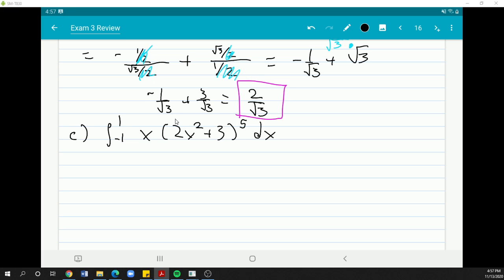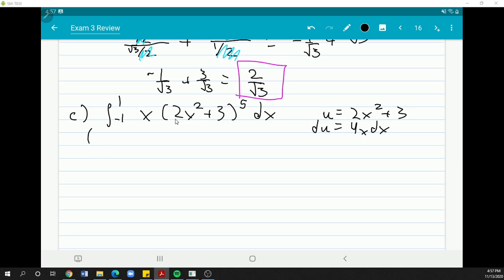So instead, I'm noticing I have 2x squared plus 3 in parentheses. I have an x in front, so this should be a u substitution. So let u be 2x squared plus 3. Du would have to be 4x dx.